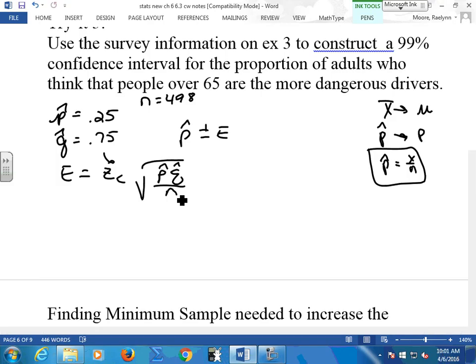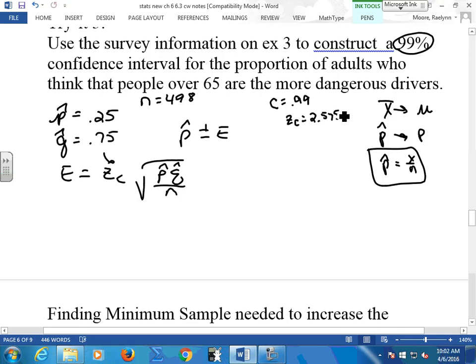Now they want you to construct a 99% confidence interval. And from example 3, we found that for a 99% confidence interval, the ZC is 2.575. And how did we do this? We put this in inverse norm, 1 minus 0.99 divided by 2. And we found the ZC associated with that score. Okay? So we come back over here.